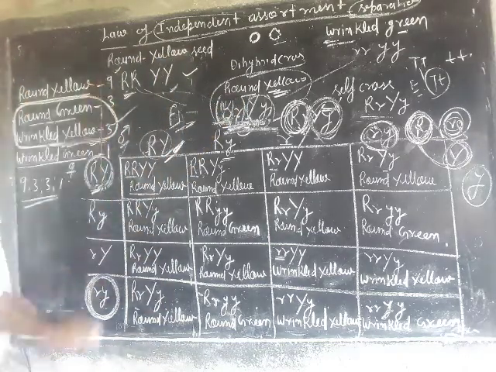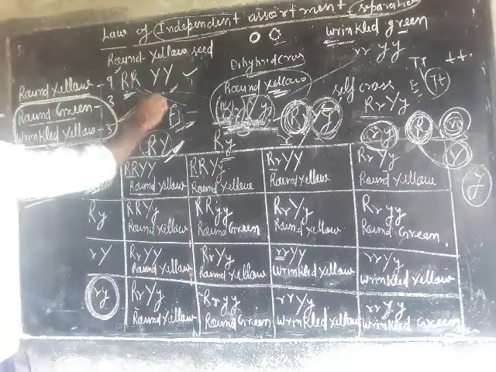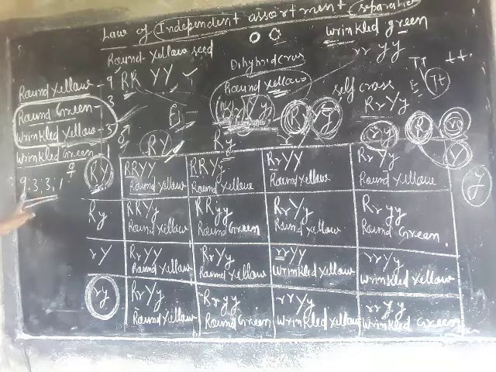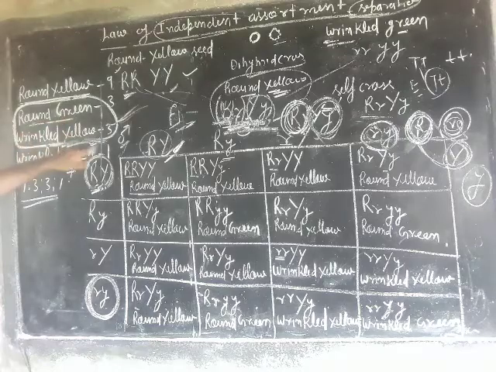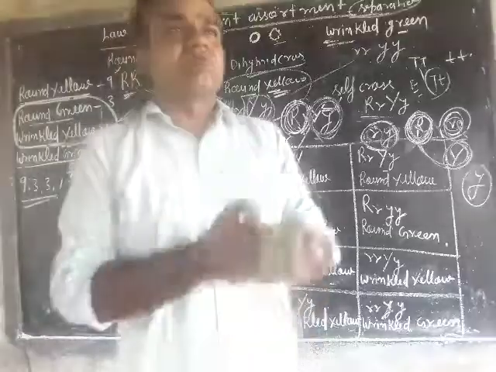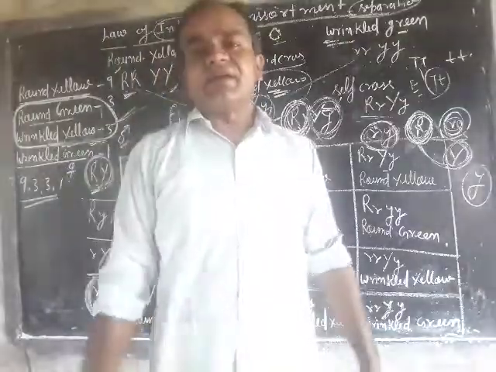And here in the F2 generation we get the ratio 9:3:3:1: 9 round yellow, 3 round green, 3 wrinkled yellow, and 1 wrinkled green. This is all about the law of independent assortment.